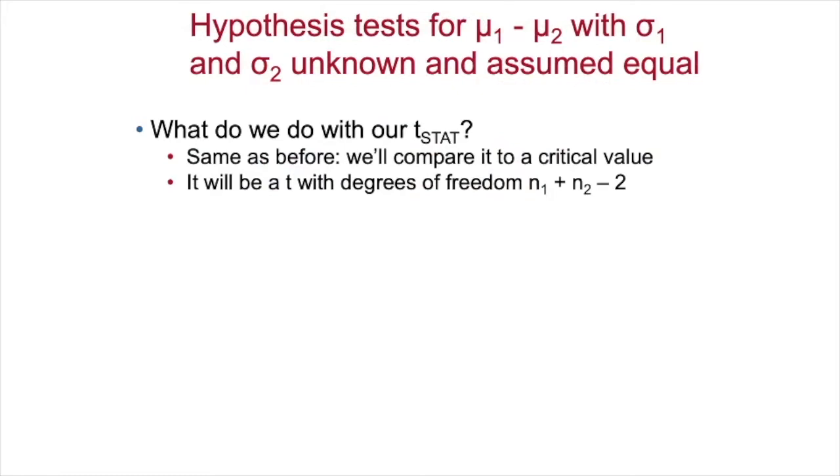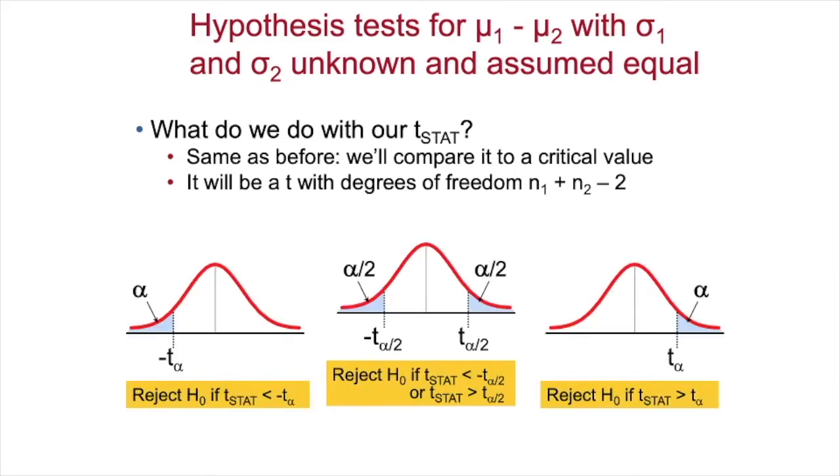Okay, so what do we do with that t-stat? Well, we do the same thing as before, right? We'll compare it to a critical value. That critical value will be coming from a t-distribution with degrees of freedom n1 plus n2 minus 2. What does that look like? Well, it looks the same as before.